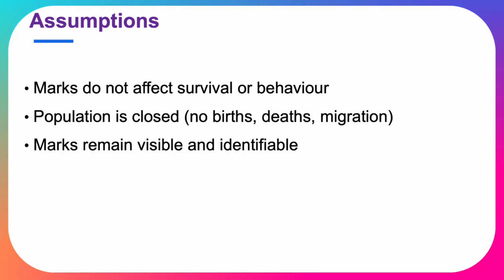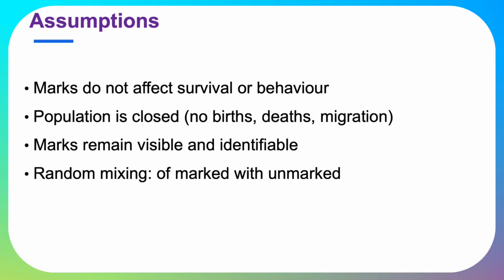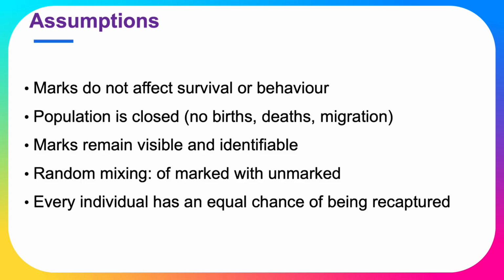We obviously assume that the mark remains visible and that we can identify that in the future if we recapture that organism. We also need to assume that the organisms that we've marked can mix randomly with the unmarked organisms, and that every individual, marked and unmarked, has an equal chance of being recaptured. So look, you don't need to memorize these at all, but I just want you to think about these as, I guess, limitations of the technique.